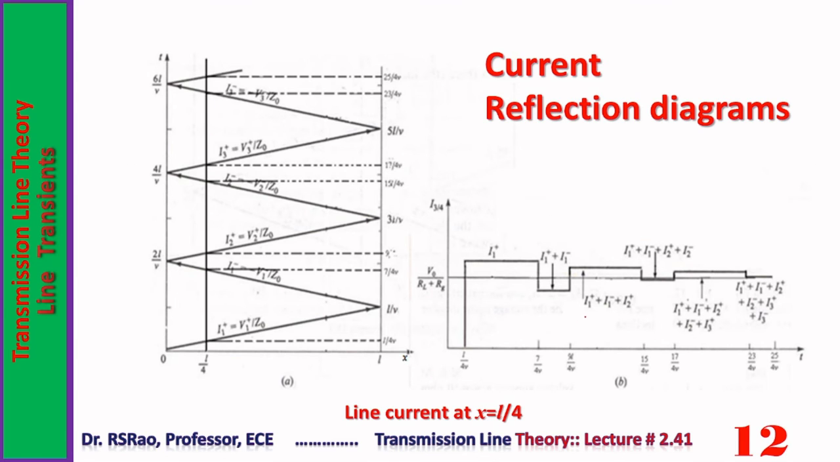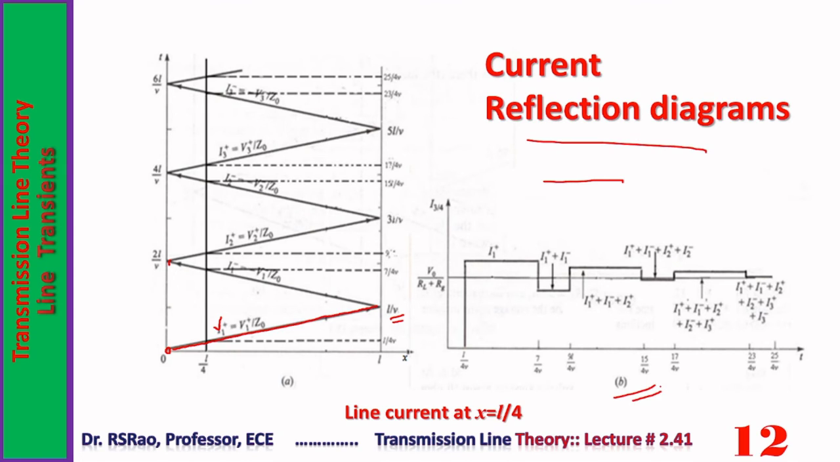Here are shown the current reflection diagrams. This is the starting point. This is the current wave amplitude. It reaches the load end after traveling a time of L by V. Reflection happens. The reflected wave then reaches the source end at 2L by V. Again reflection happens. The reflected wave travels, reaches the load end at 3L by V. The procedure is almost the same as followed while sketching voltage reflection diagrams.